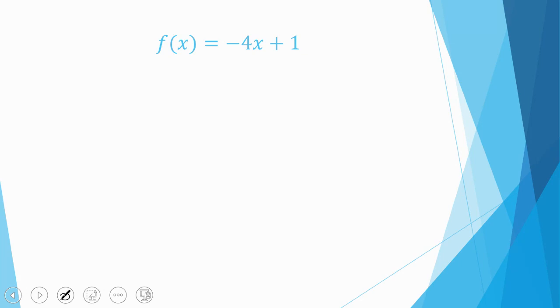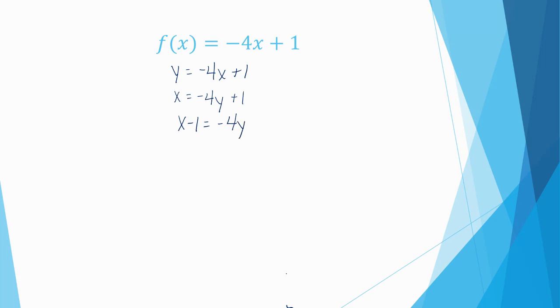Looking at another one here, it's kind of the same idea. We are going to start by replacing the f of x with y. Now I'm going to exchange my x and y. I'm going to solve to get y by itself. So I would subtract 1, then I would divide by negative 4. And I end up with y equals x minus 1 over negative 4.